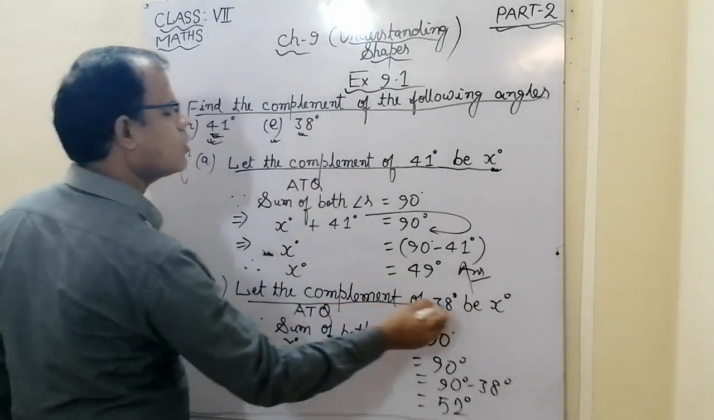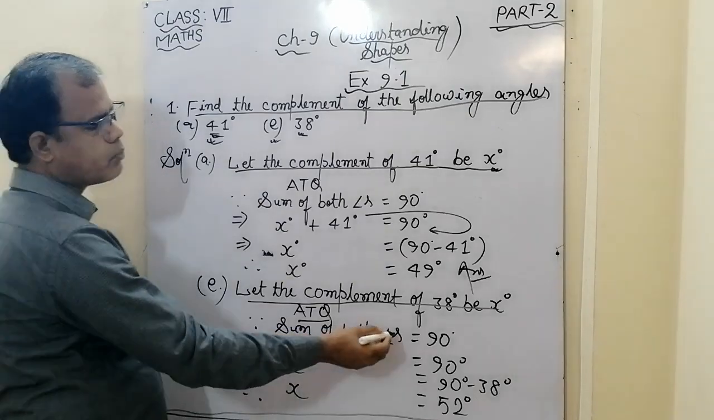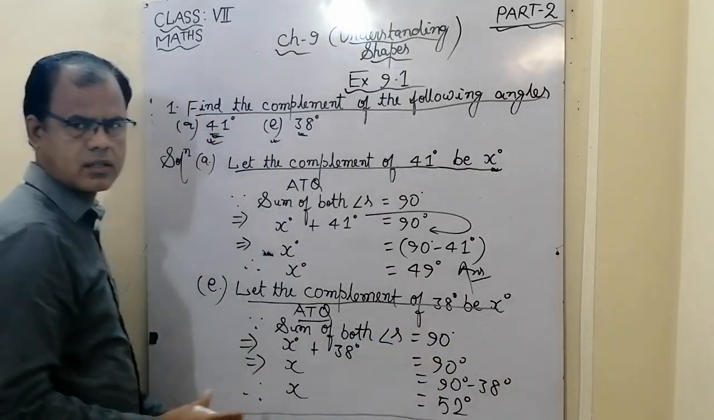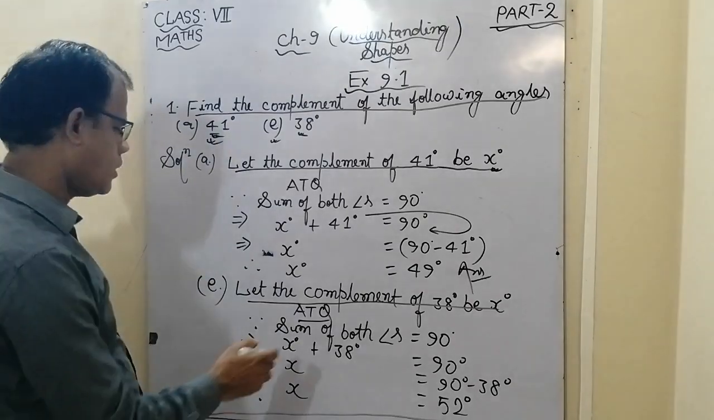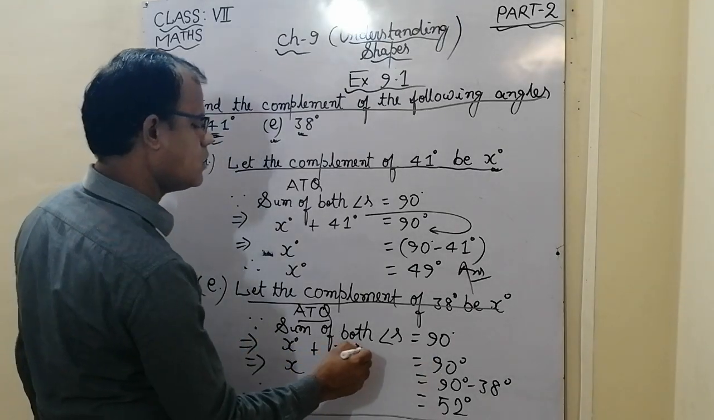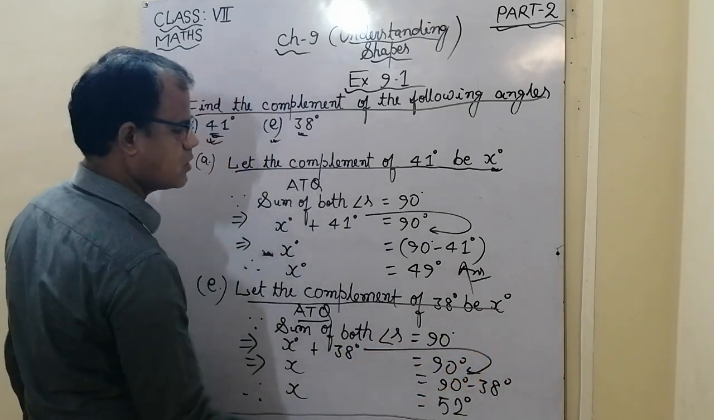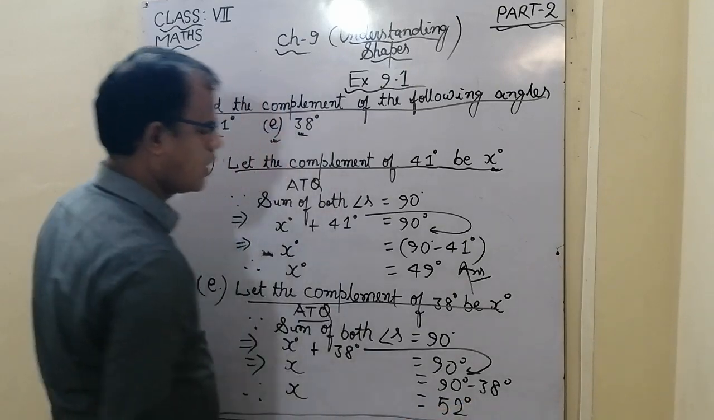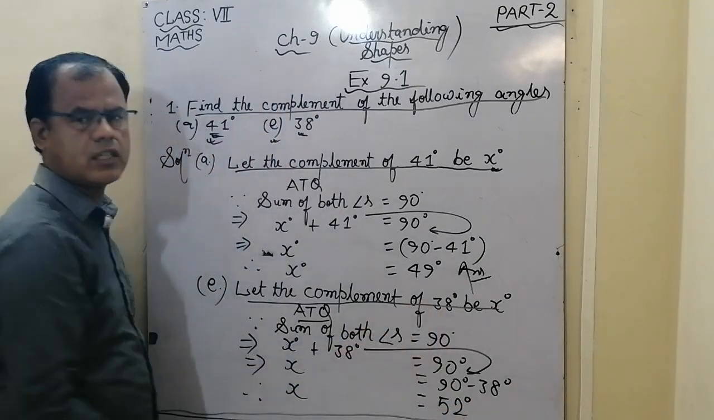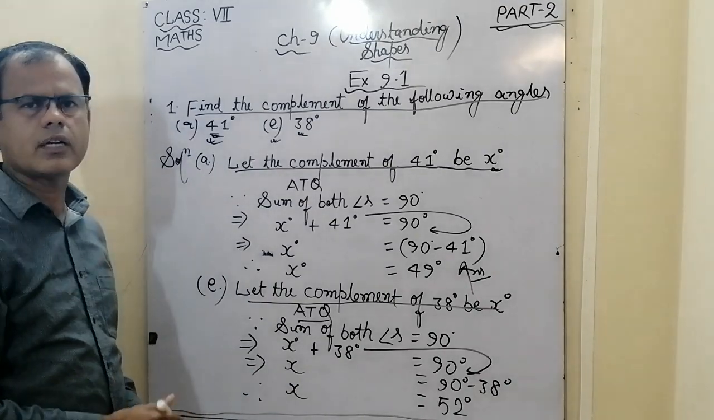Let the complement of 38 degree be x degree. According to the question, sum of both angles is 90 degree. Why? Because complement angles sum to 90 degree. So x degree plus 38 degree equals 90 degree. So x degree, shifting this 38 degree to that side, minus 38 degree. So it becomes 52 degree. And here you can check also, 52 degree plus 38 degree becomes 90 degree. So the remaining part is for class practice.